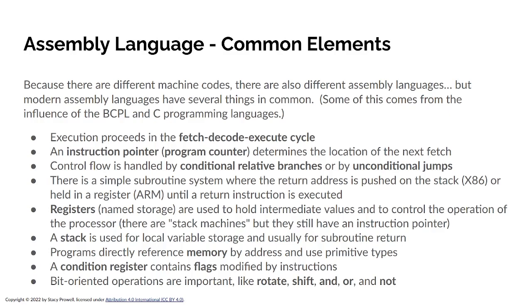Programs can directly reference memory by address, and they can use primitive types. And there's a condition register that contains flags that are modified by the instructions and can be referenced later for conditional branching. Bit-oriented operations are going to be super important. You may be aware of them from C, but not care much about them. They are the way you do a huge amount of stuff in assembly. They are the key to understanding most assembly programs. Rotate, shift, and, or, not. Those are all going to be really super important to you.